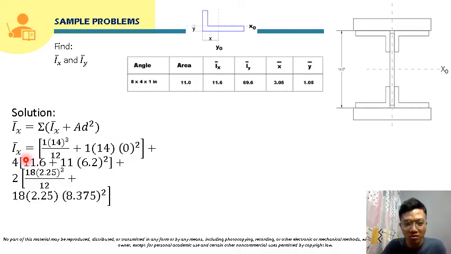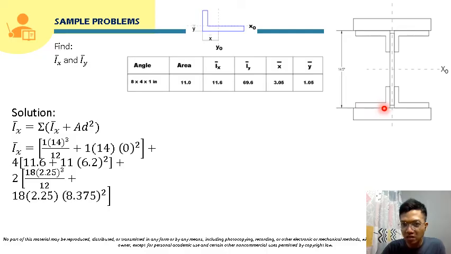Now, for the next one, the angles. We have here 4 angles, but we can just consider one angle and then multiply it by 4, since they are identical angles and they are symmetrically placed above and below and at the right and at the left. So we can just multiply it by 4. For the X-centroidal moment of inertia of one angle, let's say for this angle, so that it will be easier for us to see the orientation, the X-centroidal moment of inertia of this angle from the table is 11.6. So we will use that. Now, the centroid of this angle is located here.